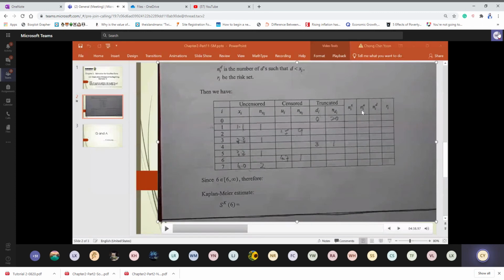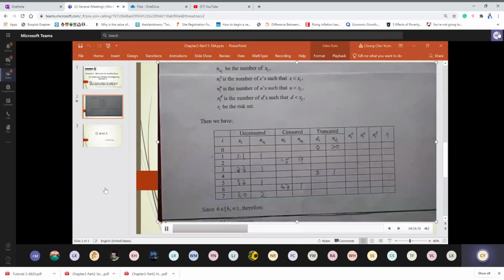And here is the same. This NUi and this NUi are different. This is the frequency of Ui. This is the conditional frequency of the U which is less than the Xi. Please do not mix up this frequency and this frequency. Carry on.